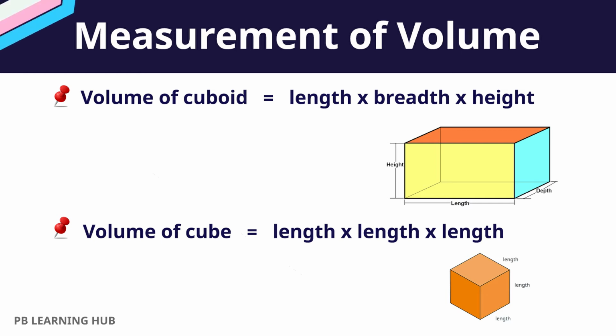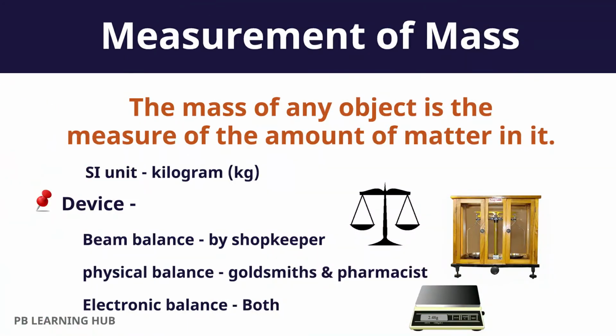Then the next topic is mass. Mass means weight. Students, the mass of any object is the measure of the amount of matter in it. And the SI unit of mass is kilogram, which is denoted by small kg. And the devices which are used to find mass are beam balance, physical balance and electronic balance.